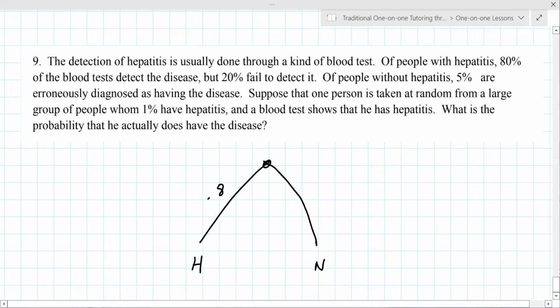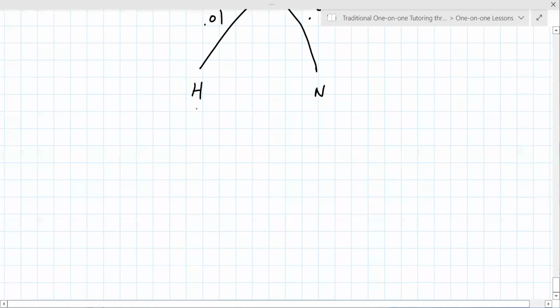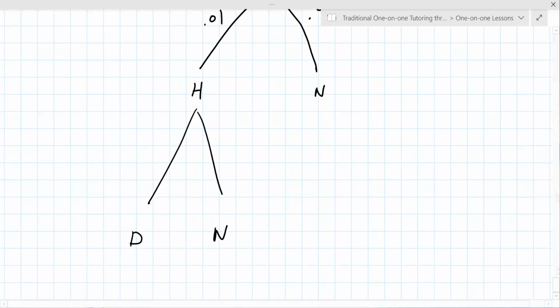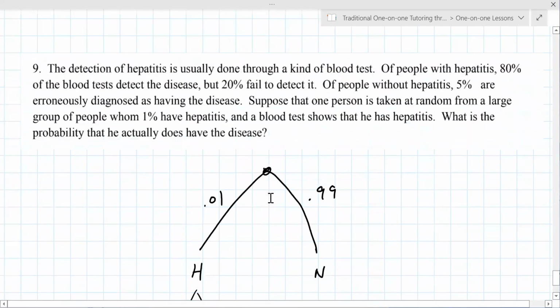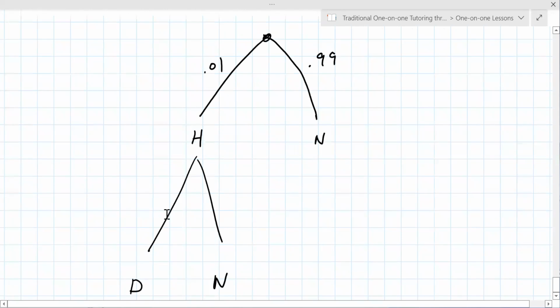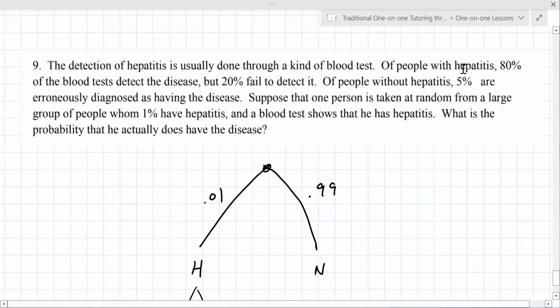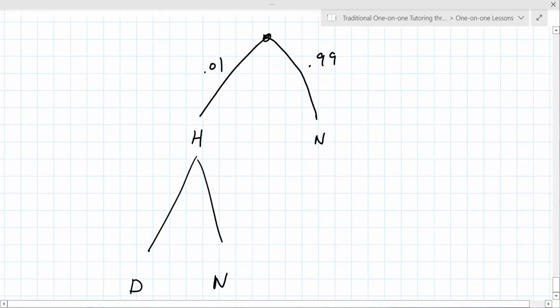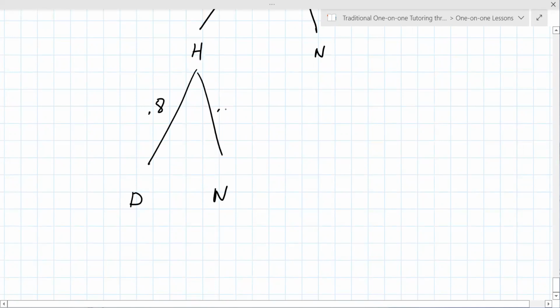Okay, so of the people without hepatitis, 5% are erroneously diagnosed. 1% have hepatitis, so hepatitis is 0.01, and this is 0.99. Then of the people with hepatitis, going down this branch, you have the test working or not. Usually the testing goes at the end of the tree. Of people with hepatitis, 80% of the blood tests detect the disease. So that means 0.8 detect the disease, but 0.2 do not.